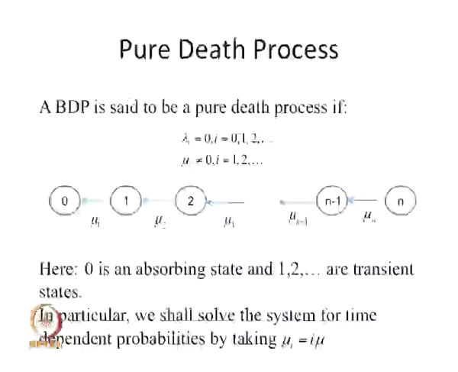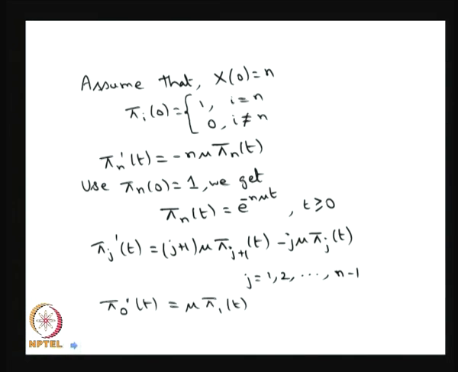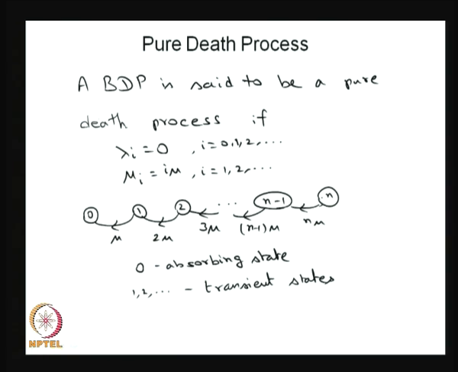As I gave as the fourth example in the birth death process, this state 0 is an absorbing barrier. Therefore, the state 0 is an absorbing state and all other states are transient states. And here the limiting distribution exists, and one can also find the time dependent probabilities for this model. Suppose you start with the assumption that at time 0 the system is in the state n.